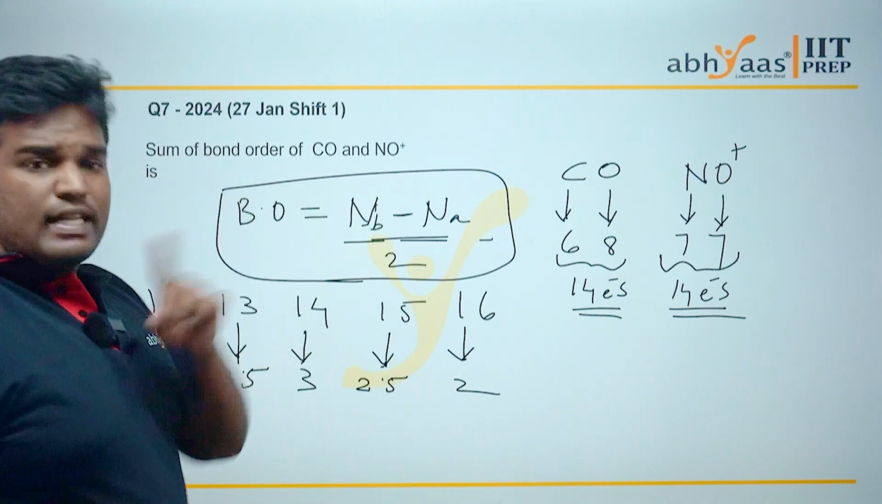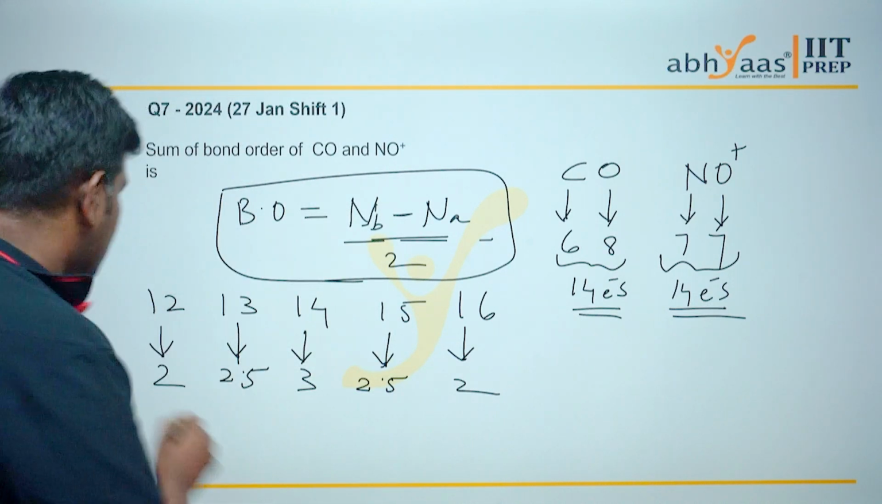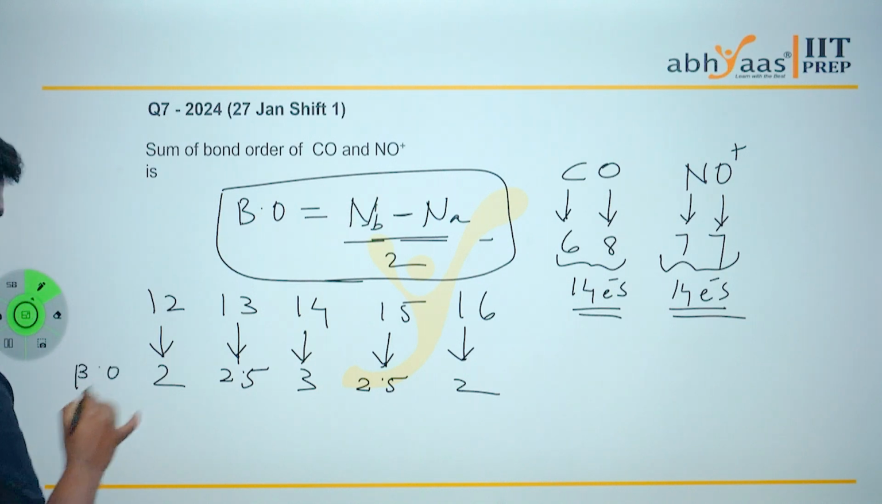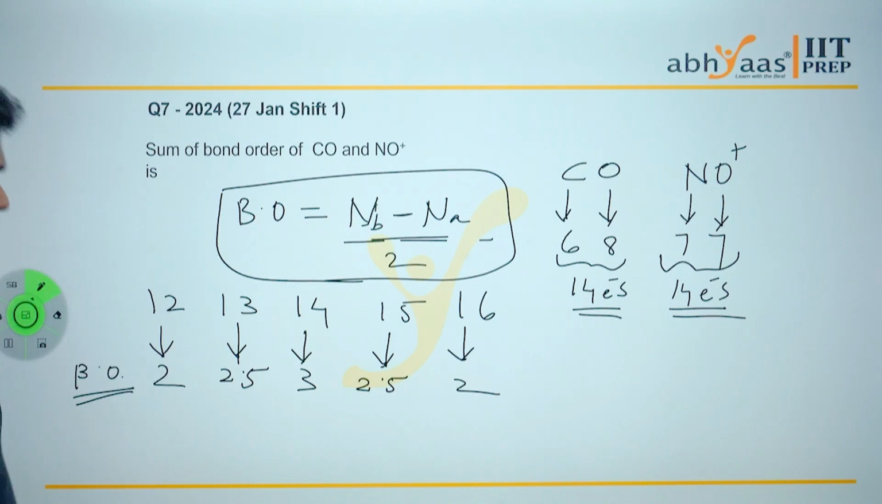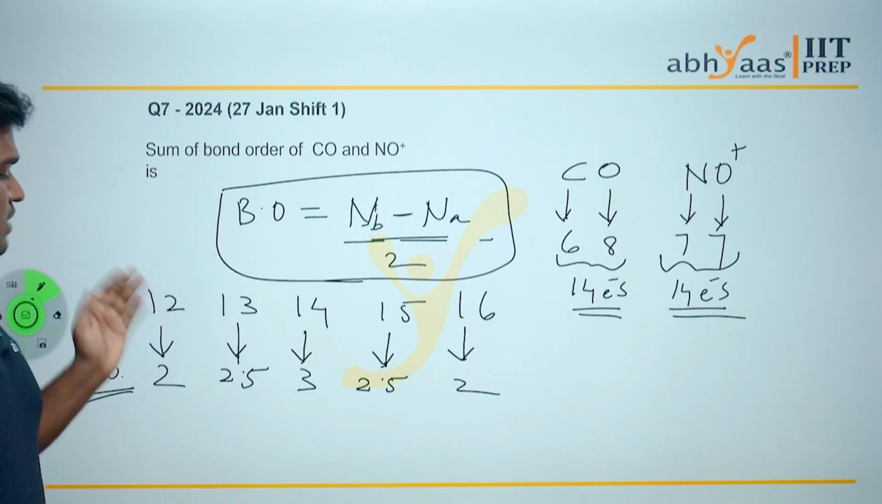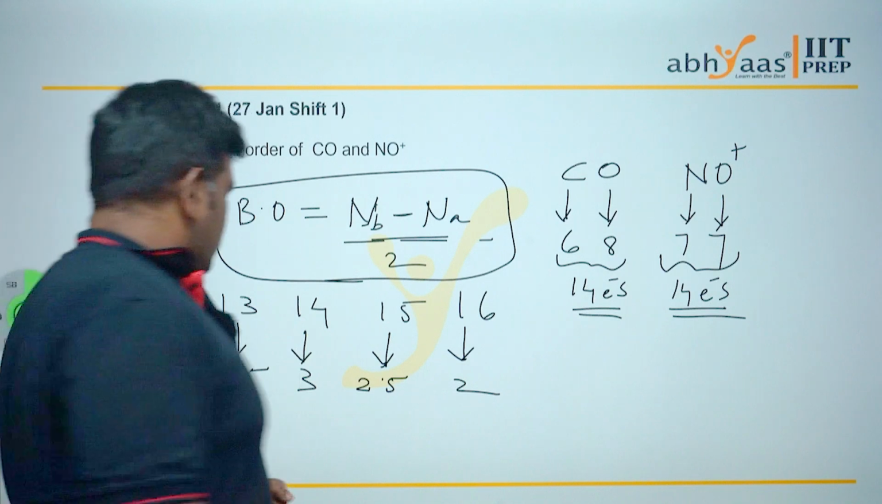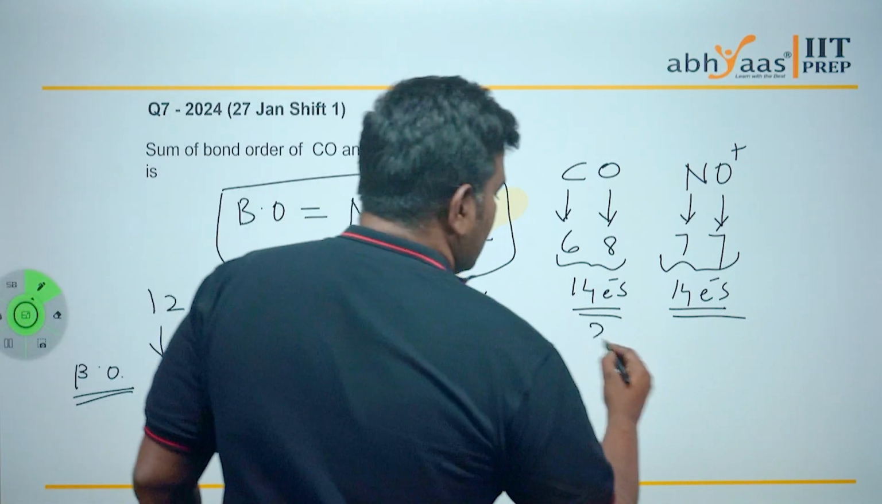So if there are 14 electrons, we know that the bond order will be 3, right? So this is bond order. You should learn this by heart. It will help you a lot. It has a pattern: 2, 2.5, 3, 2.5, 2, starting from 12 and ending at 16. So here, with 14 electrons, the bond order will be 3.